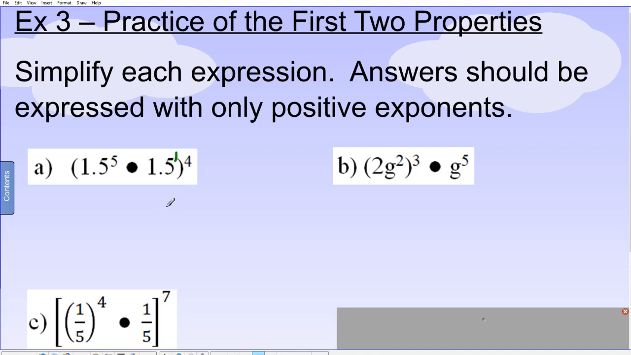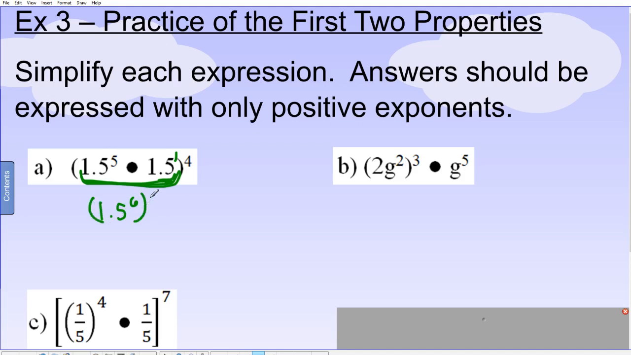So this problem could actually be done 2 ways. One way you could do this is you could say, hey, I can actually combine this together. These powers have the same base. They're both 1.5. And so I remember that if I have 2 powers with the same base that are being multiplied together, I add the exponents. 1.5 to the 6th power.